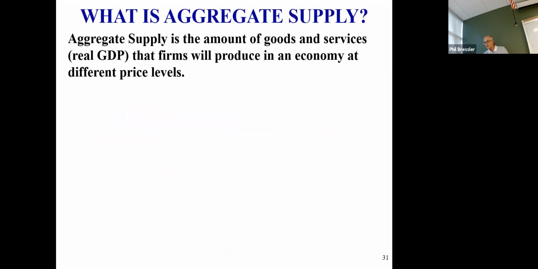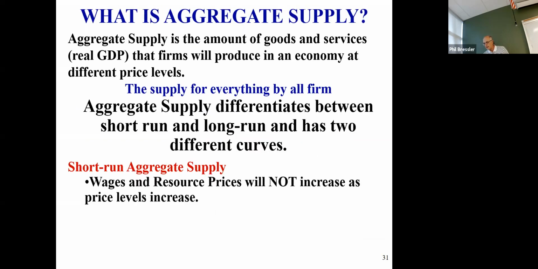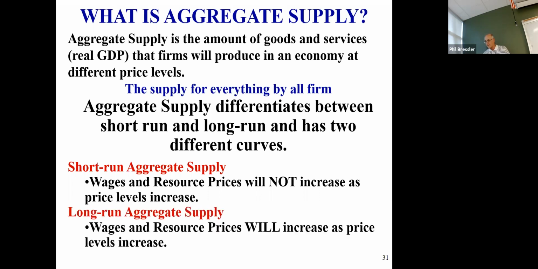All right. Aggregate supply. Here's the key: differentiate between the short run and the long run. In the short run, which is an upward sloping aggregate supply curve, wages and resources do not increase. They're sticky. So in the short run, wages and resource prices are sticky. In the long run, they're flexible. And that's when you have a perfectly inelastic, or perfectly vertical, long run aggregate supply curve.